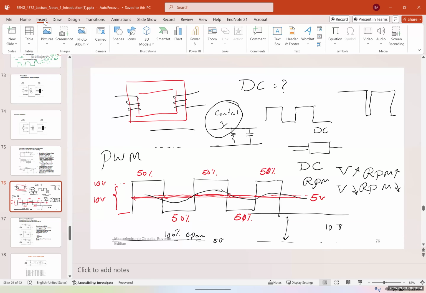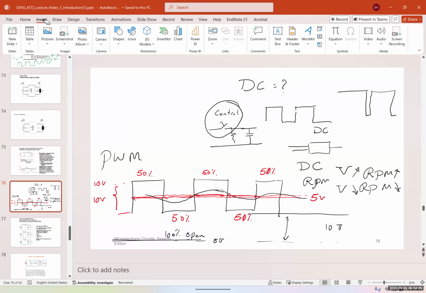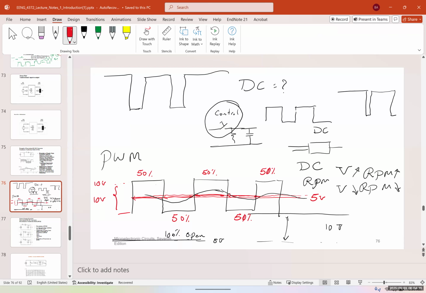Let me erase. Can I erase this? Did you write this down? I'm going to draw it on the top. So imagine I have control of the switch, and now I've turned it on 80% and off 20%. So it's 80% on, 20% off.